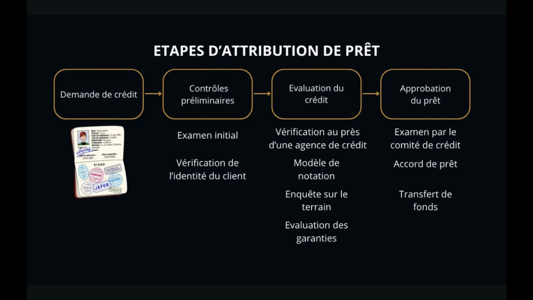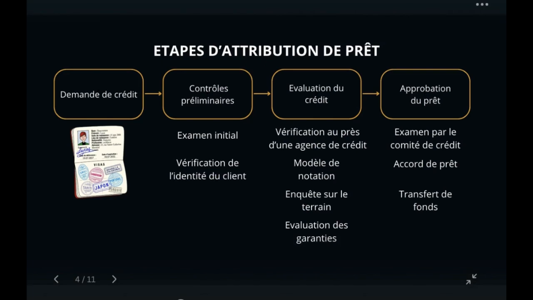In some cases, a field investigation is carried out. An agent goes directly to the applicant's home to confirm the address and make sure the information provided is accurate. Now, if the loan is secured by an asset, for example, a house, land, or a vehicle, an assessment of the collateral is carried out. This makes it possible to determine whether, in the event of default, the value of the asset is sufficient to cover the amount of the loan.